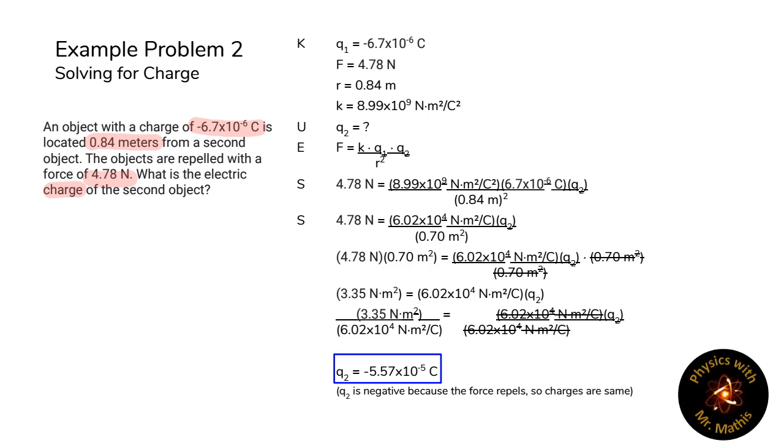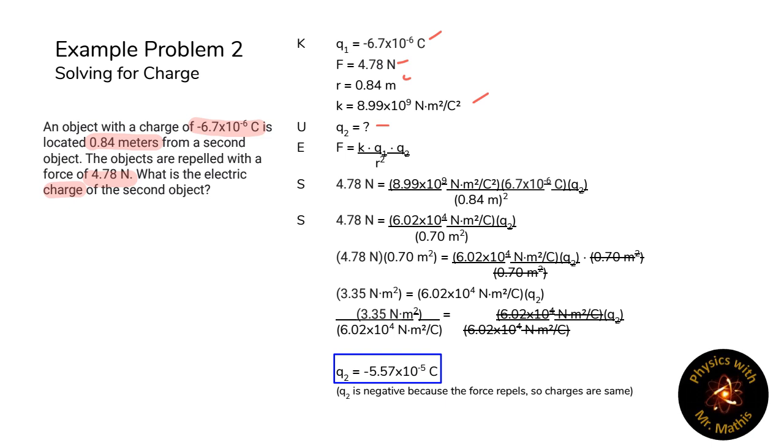Taking the known values from the problem, we have Q1, the charge of the first object. We have F, the force between the two objects. We have R, which is the distance between the two objects. And we have the Coulomb constant, which isn't given in the problem, but we know it's always 8.99 times 10 to the 9th. Our unknown in this problem is the charge of the second object, or Q2. We're going to use the Coulomb's law equation, F equals K times Q1 times Q2 over R squared.